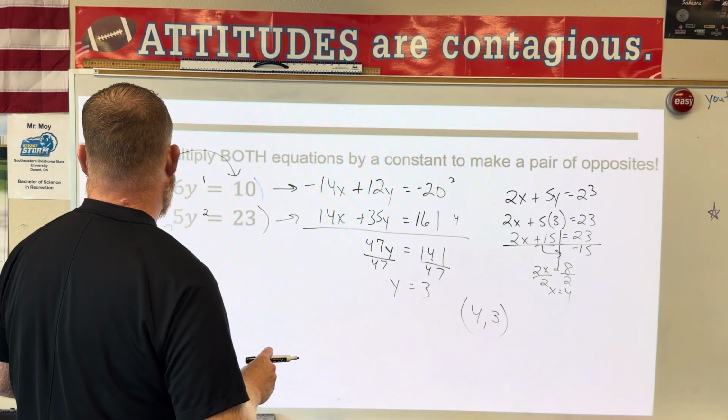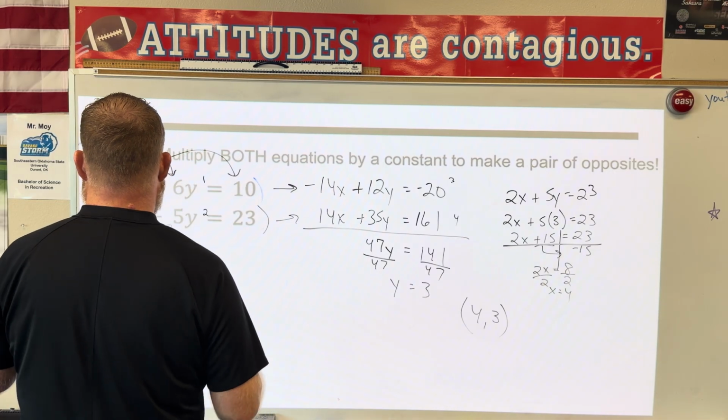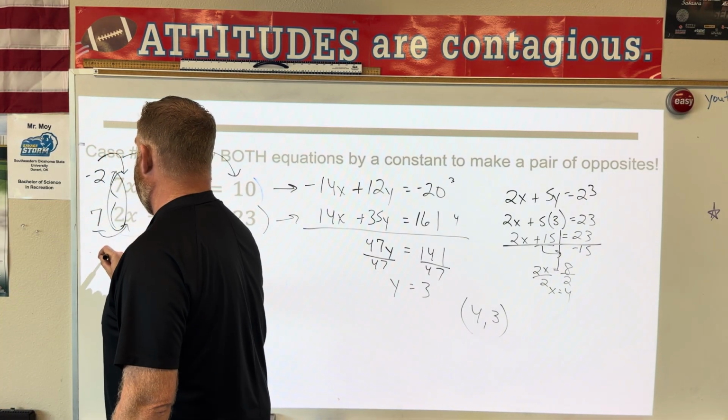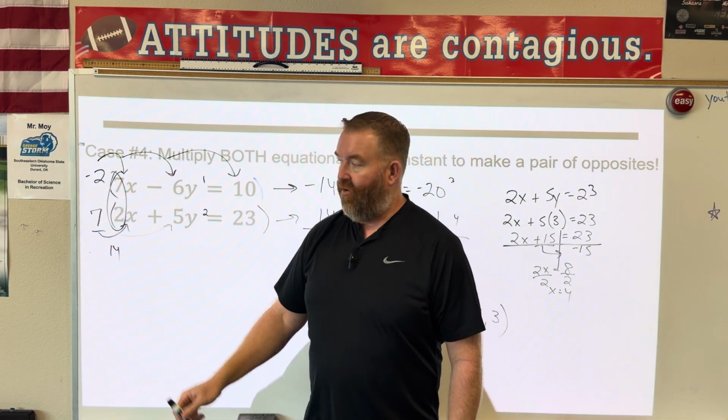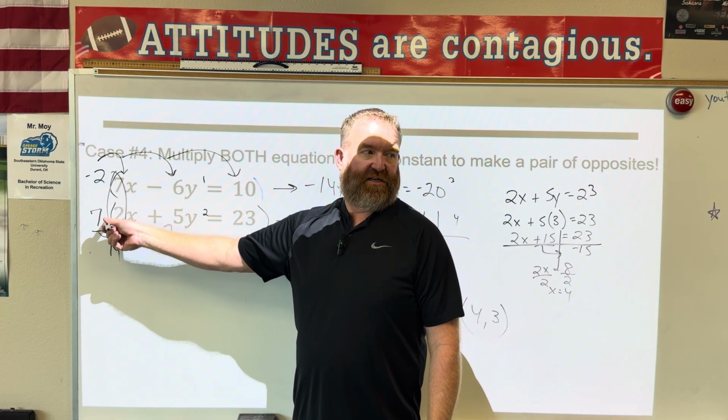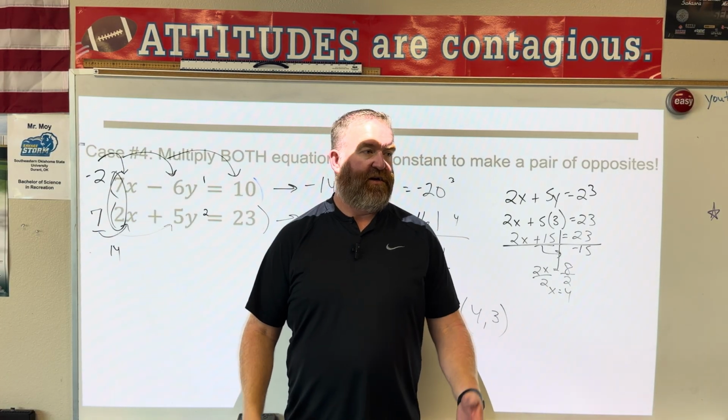What's 7? Because we chose for these to turn into what? 14, yes? So if I want to make the 2 a 14, I got to multiply it times 7. That's what we decided it was.